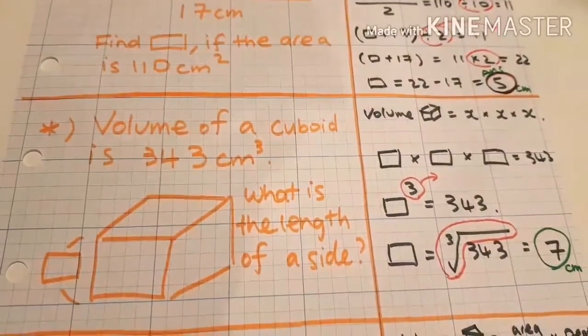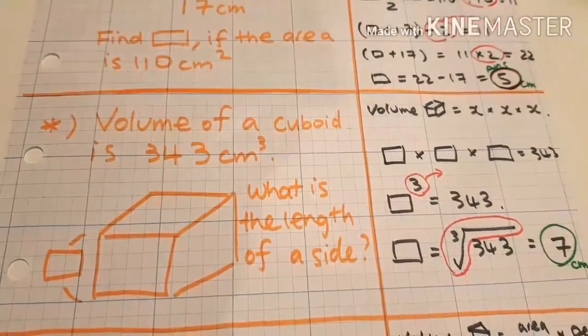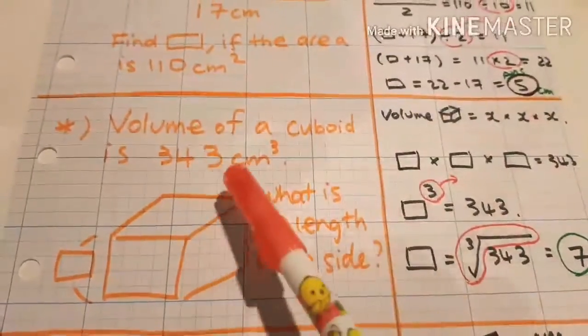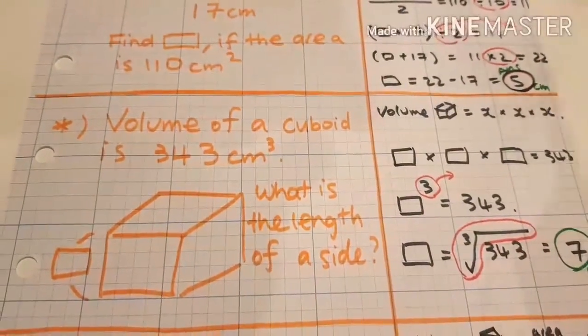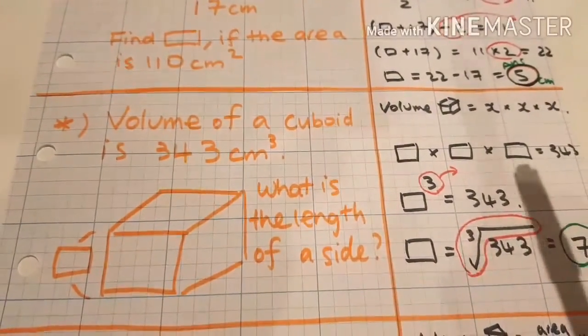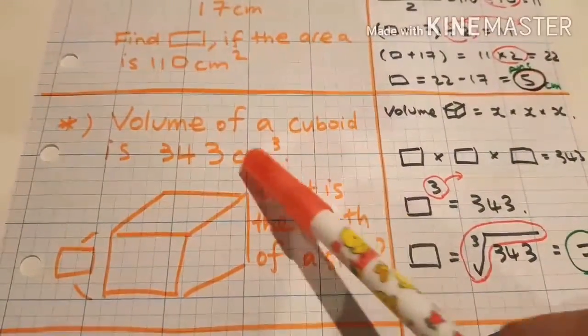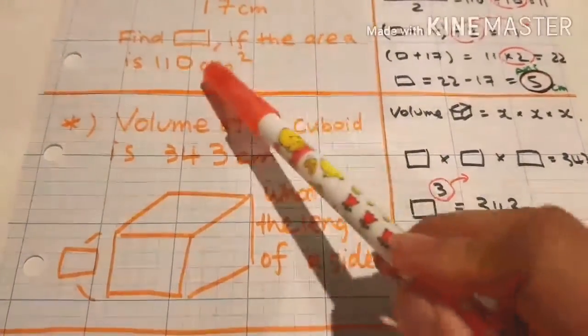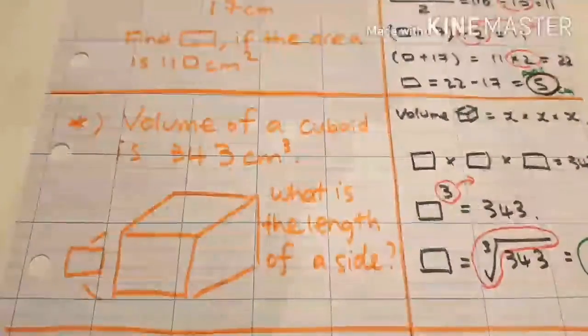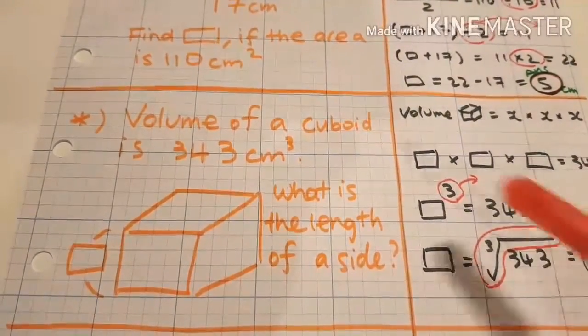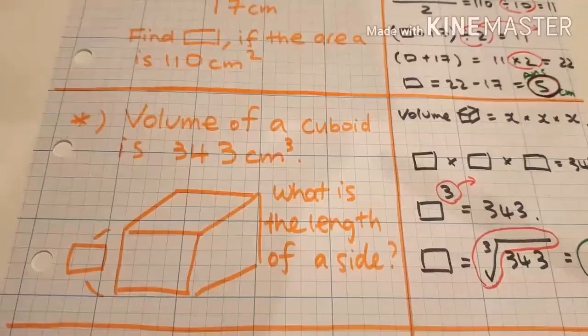All right, now we're going on to volume. Right, it is saying that the volume of the cuboid is 343 cubic centimeters. You see that the unit is now to the power of 3 when the area was to the power of 2. Now it's power of 3. It means it's volume. What is the length of a side?